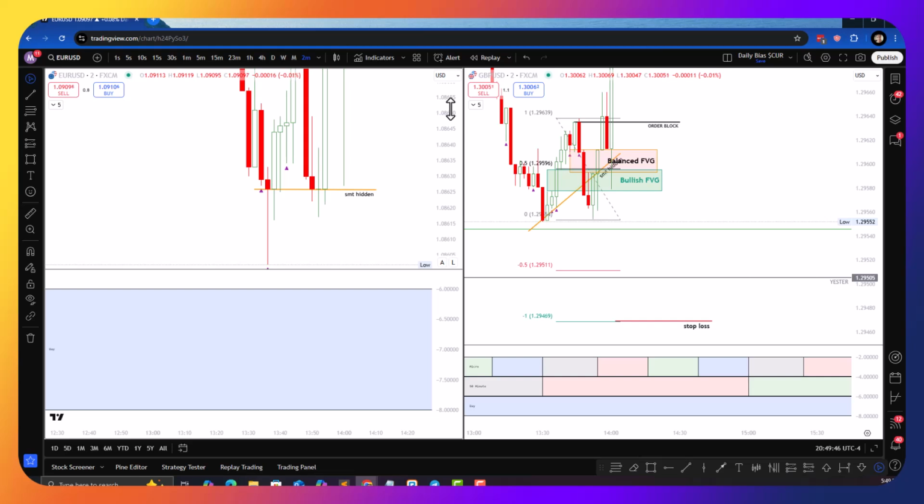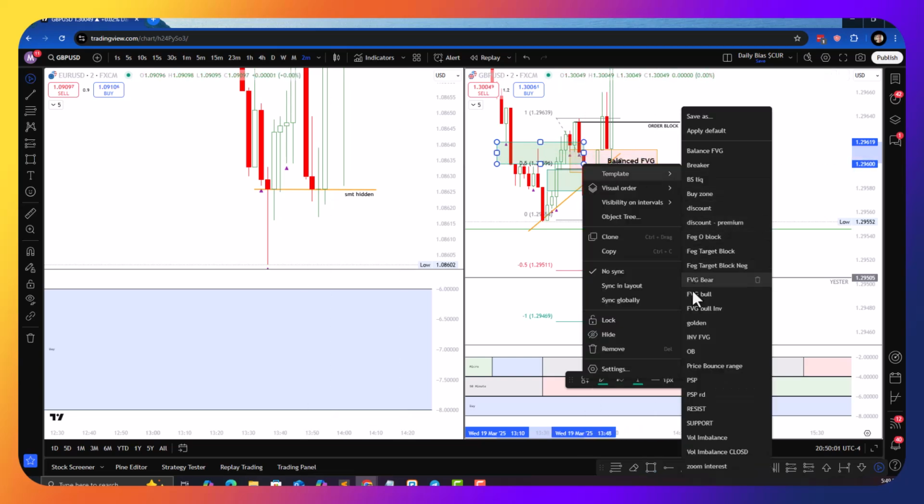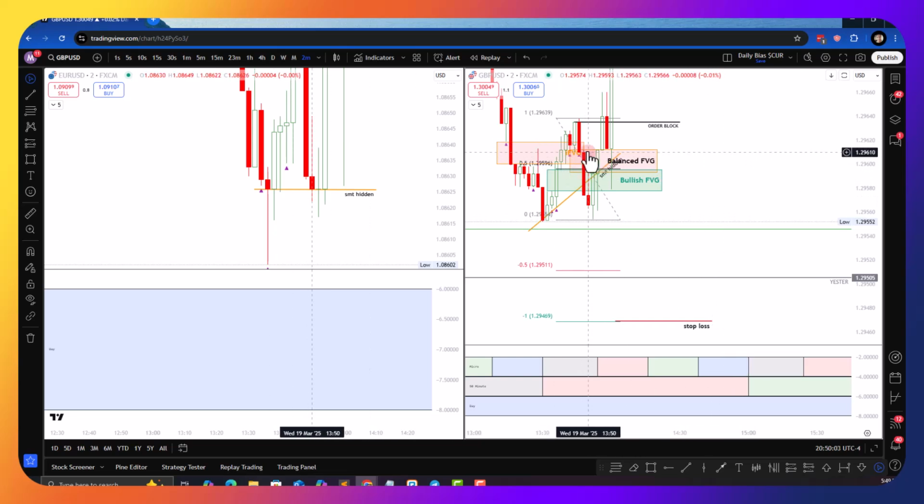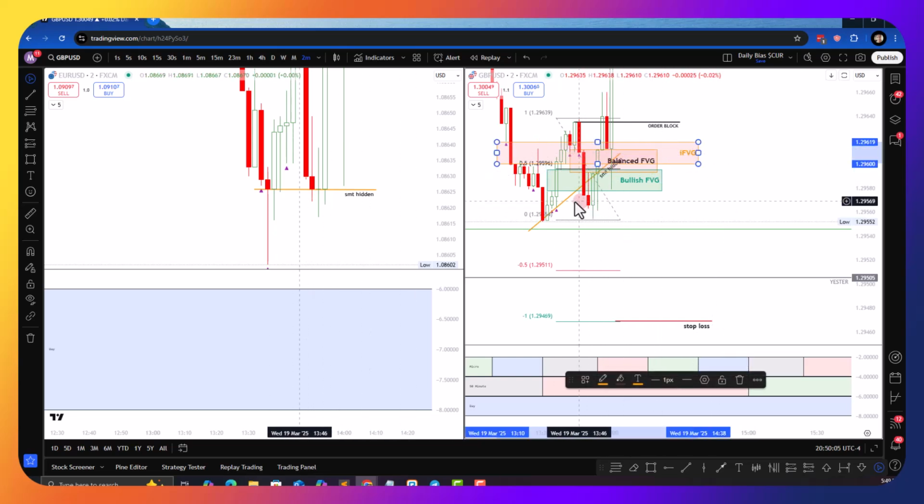Where is the entry? In the order block? Sure. In the bullish fair value gap? Great. In an inverted fair value gap? Awesome. Do it, right? So here's an inverted fair value gap. You could have entered here. You could have entered in the balanced FVG. You could have entered in the PSP candle. You could have entered in so many places. You could have entered anywhere in this entire order block.